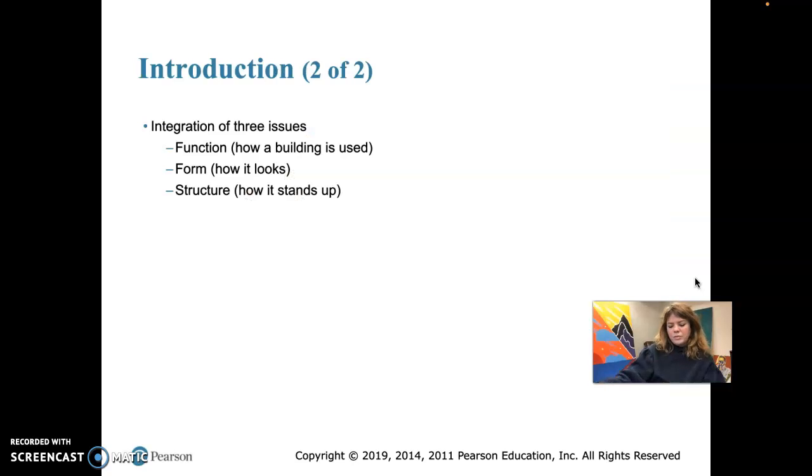So architects, when they build structures, have to think of these three basic issues. Function is how the building is going to be used. Form is how the building is going to look. And then structure, how is it going to stand up? If it's beautiful in form, which is how it looks, or if it has an innovative structure, which is how it stands up, it's considered important architecture. So if they do a good job with either of these things or both of these things, it's considered important architecture.